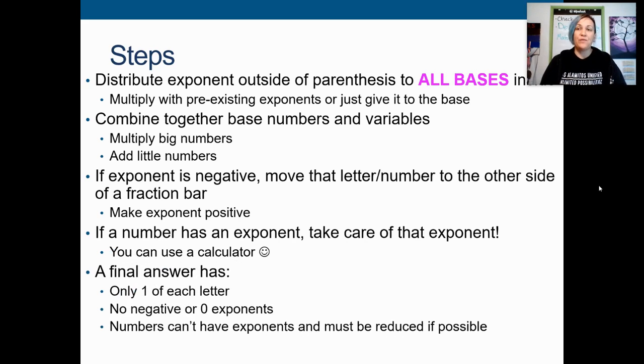You'll know that you're done with the problem when these things happen. You only have one of each letter. So if you have a letter X written twice, then you're not done with the problem yet. It is possible that some letters will disappear in the process of doing the problem. You cannot have any negative or zero exponents. So if you still have a negative exponent, or if you have an exponent of 0, you're not done with the problem.